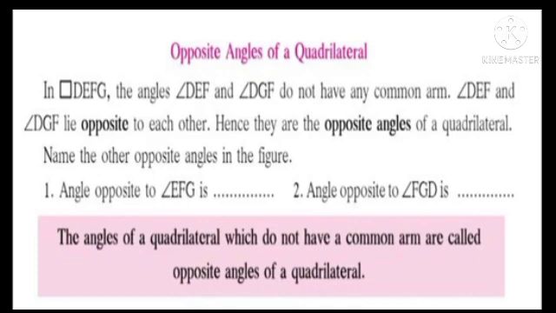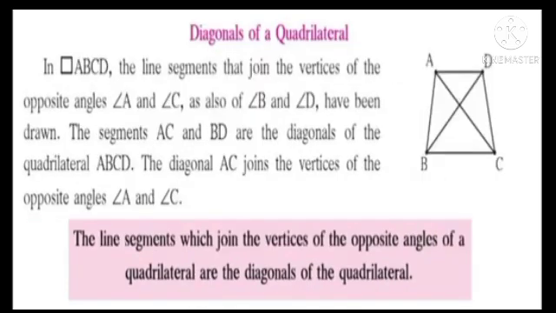And last, now let's learn about diagonals of a quadrilateral. You know about the opposite angles. Angle A and angle C are opposite angles. When you join AC, it becomes the diagonal. Similarly, B and D are opposite angles. When you join B to D, it becomes the other diagonal.